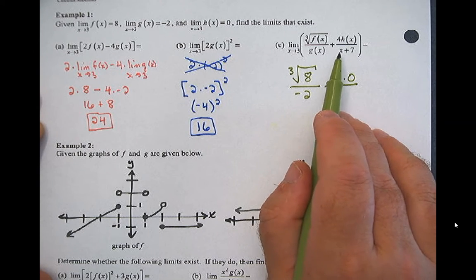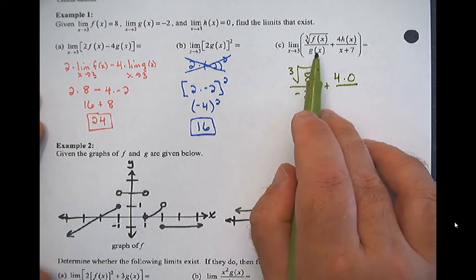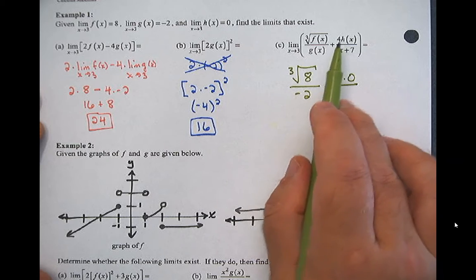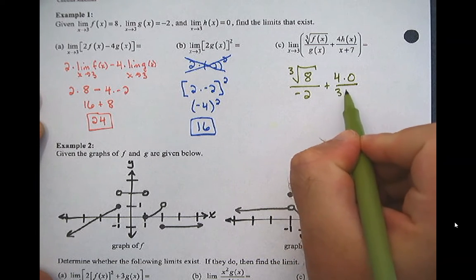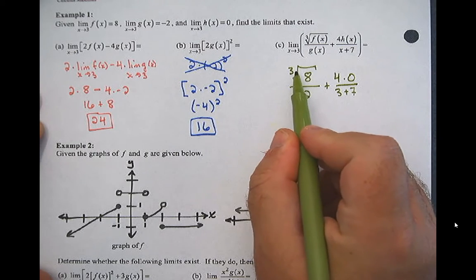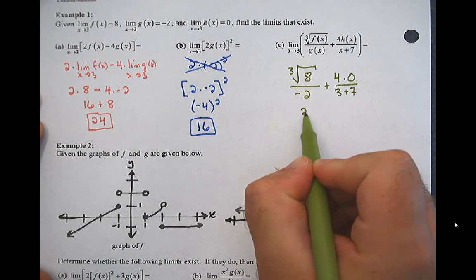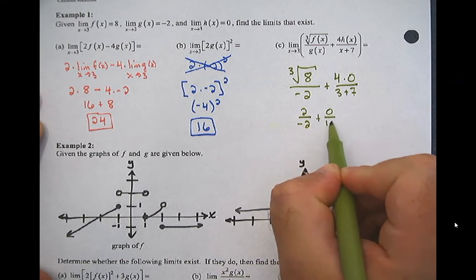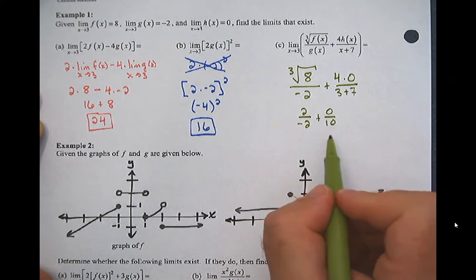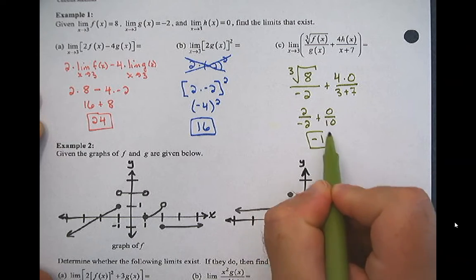What would you put in for x? Remember, these are all limit values, but this is the x value that you're approaching. So you can just direct substitute that. So I would get the cube root of 8 is 2 over negative 2 plus 4 times 0 is 0 over 10. That would be negative 1 plus 0, which would be negative 1.